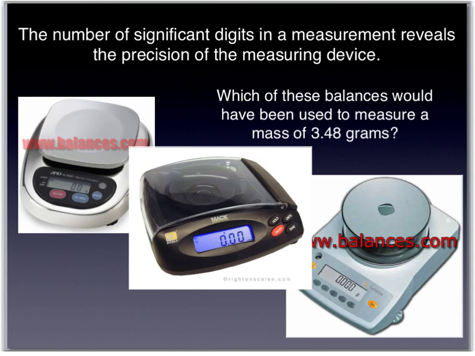So here's an easy one. Which of these 3 balances do you think was used to measure something that had a mass of 3.48 grams? Well, obviously it couldn't have been this one. That only goes to the 10th of a gram. Here, we got 3 decimal places. Had to be this one.